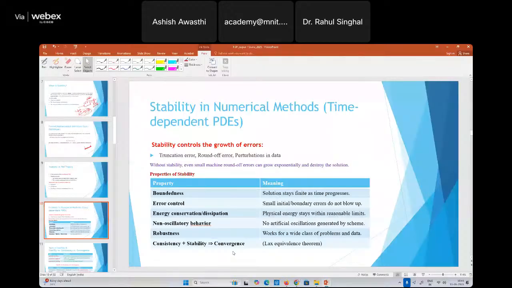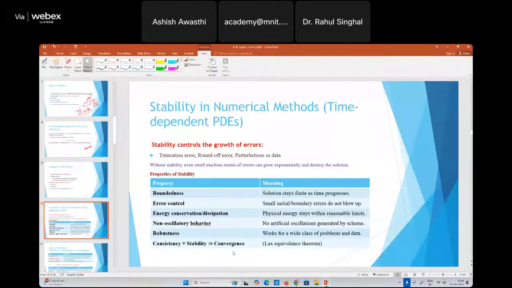For example, the heat equation. When we write the heat equation, u is a temperature, that is, heat. So you can say the physical energy in the system is non-oscillatory, that means no artificial oscillations. If the system is showing certain oscillation, that means it is really there in the model, in the physics. When you have a heat equation, in reality it will have similar oscillations.